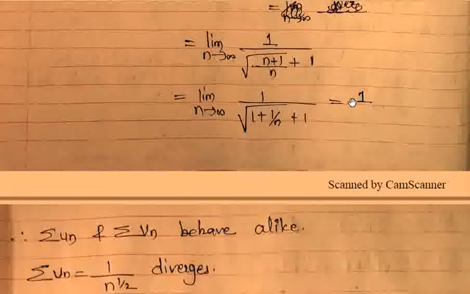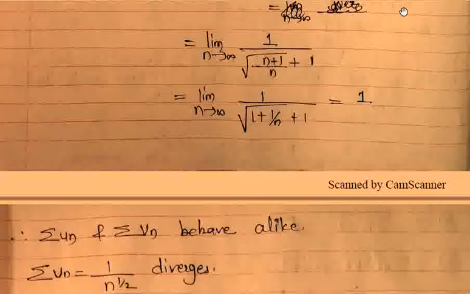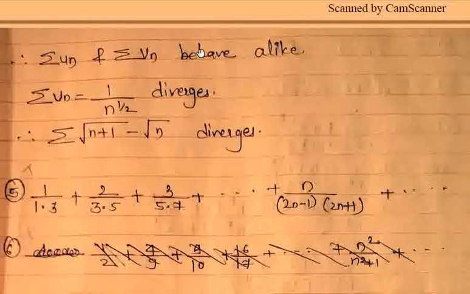So 1 divided by infinity, which is 0, 1 divided by 1 plus 1, so that's meant to be a half. It's meant to be a half. So as sum of un and sum of vn behave alike, sum of vn, 1 by n to the half, diverges. So this one will also diverge.